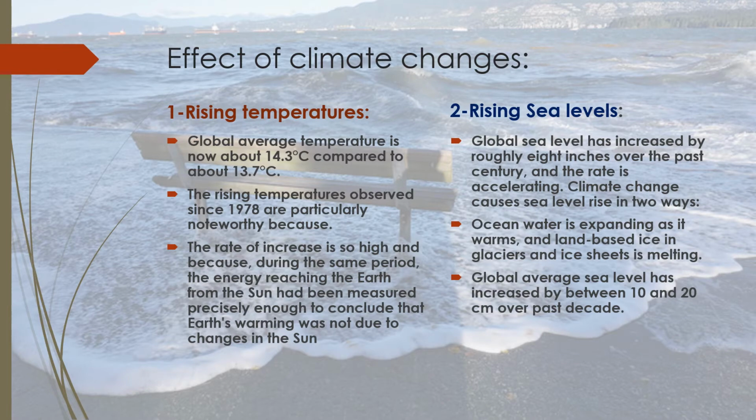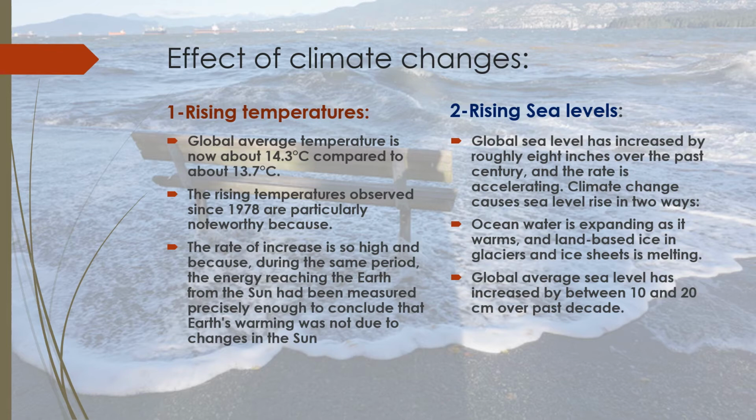Number 1. Rising temperatures. Global average temperature is now about 14.3 degrees centigrade, compared to about 13.7 degrees centigrade. The rising temperatures observed since 1978 are particularly noteworthy because the rate of increase is so high, and during the same period, the energy reaching the Earth from the Sun had been measured precisely enough to conclude that Earth's warming was not due to changes in the Sun.